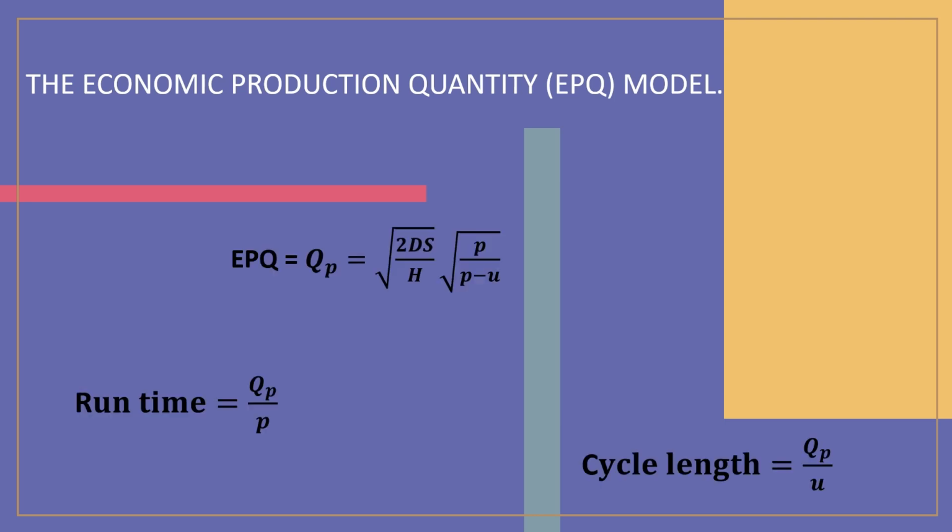The EPQ model is not only used to calculate the economic production quantity, but also used for many other parameters such as the runtime, the cycle length, and much more. Learning how to compute these parameters has not been easier, as you will find in this video. So, watch this video to the end to enhance your skills.